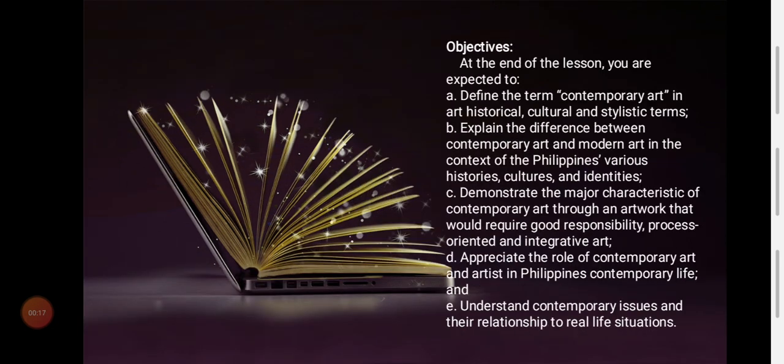Here are the objectives of this lesson. At the end of the lesson, you are expected to define the term contemporary art in art historical, cultural, and stylistic terms. Explain the difference between contemporary art and modern art in the context of the Philippines' various histories, cultures, and identities. Demonstrate the major characteristics of contemporary art through an artwork that would require good responsibility, process-oriented, and integrative art. Appreciate the role of contemporary art and artists in Philippine contemporary life and understand contemporary issues and their relationship to real-life situations.